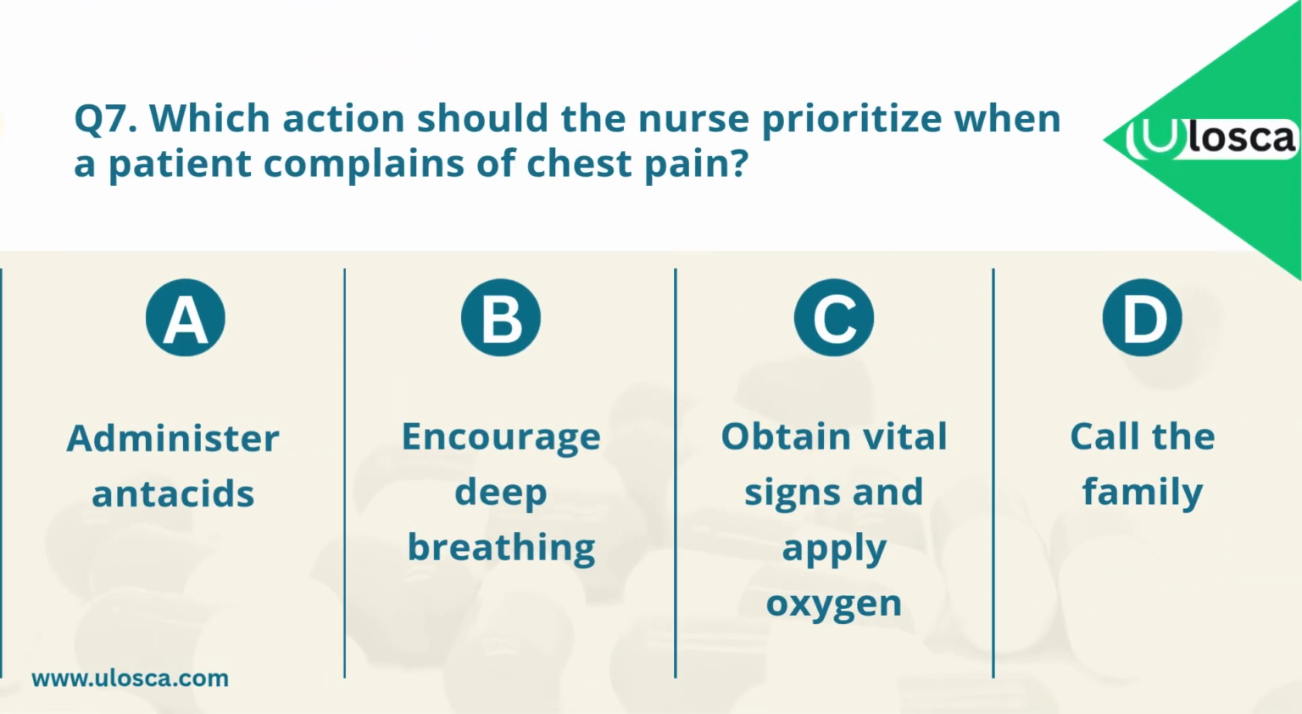Question 7. Which action should the nurse prioritize when a patient complains of chest pain? A. Administer antacids. B. Encourage deep breathing. C. Obtain vital signs and apply oxygen. D. Call the family. Which one is the correct answer?